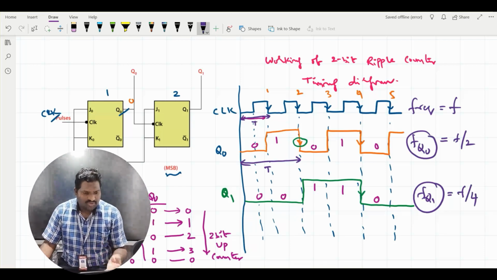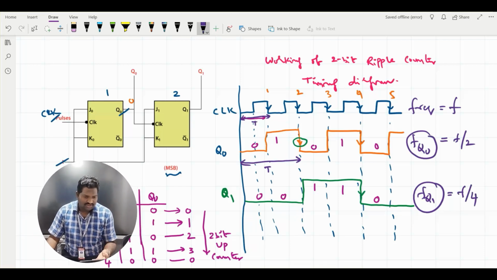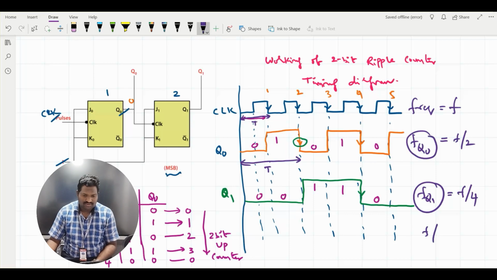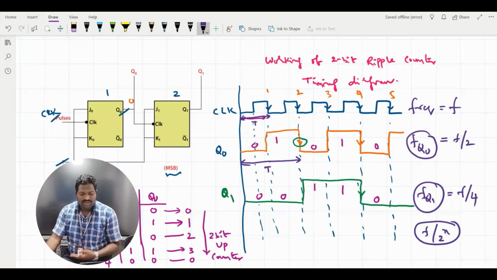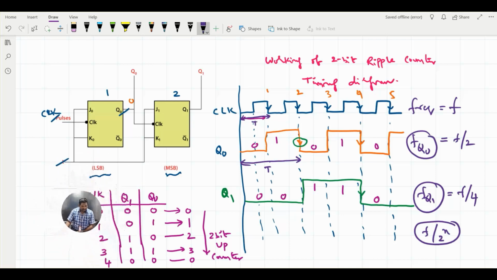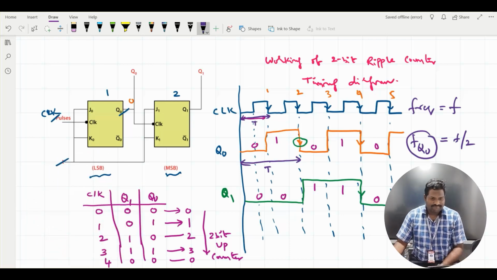So if the number of flip-flops increases, the frequency of each and every individual output will become f by 2 power n. Okay, this is a thing we can understand. The frequency will be reduced by a factor of 2. Right. So this is one of the important things we can discuss here.